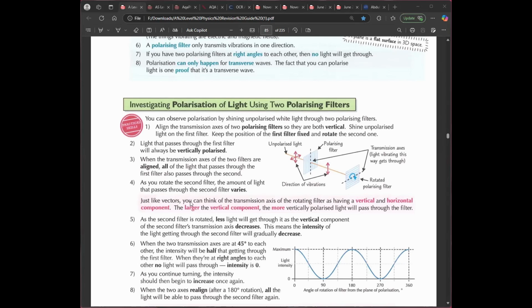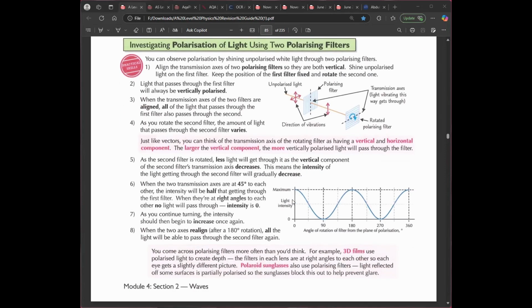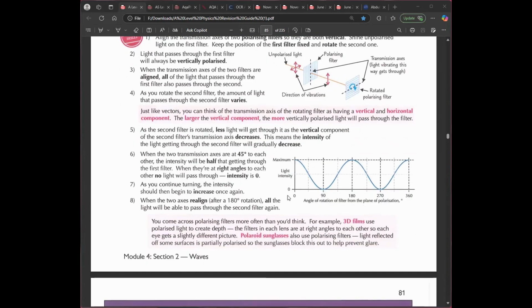Just like vectors, you can think of the transmission axis of a rotating filter as having a vertical and horizontal component. So if it is at an angle, these stripes would have a vertical and horizontal component. The larger the vertical component, which means the larger the angle, because sine theta comes into play if you try to solve it for the vertical component, the more vertically polarized light will pass through the filter. So that is what it is. All right. I hope it's making sense so far.